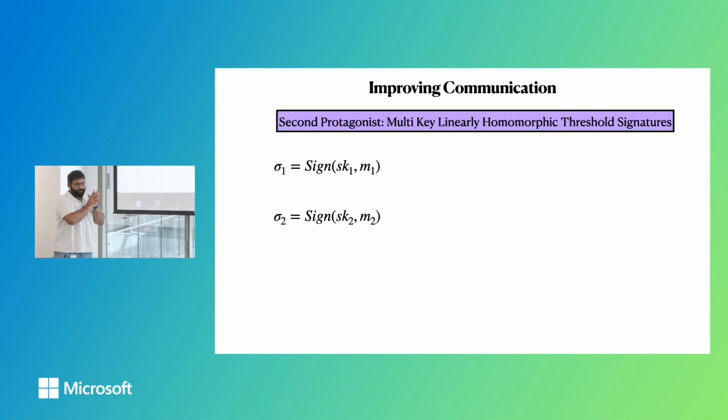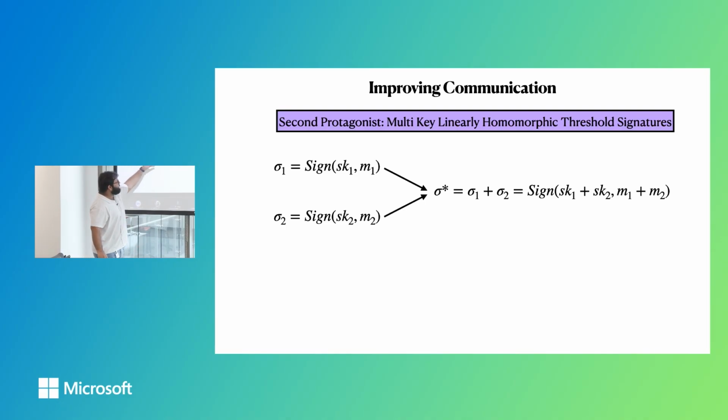Something cooler, a new cooler primitive that we introduced, which is called multi-key linearly homomorphic threshold signatures. I'll just break that down. What do I mean by multi-key linearly homomorphic signatures? Suppose I have two signatures, signing M1 and M2. I can somehow aggregate these signatures to get a signature on M1 plus M2 that is verifiable under the sum of the verification keys. Okay?